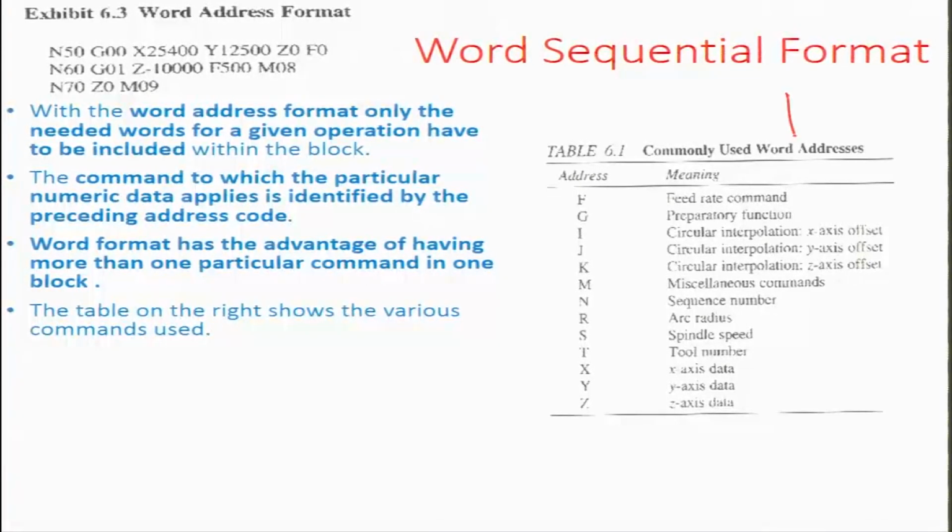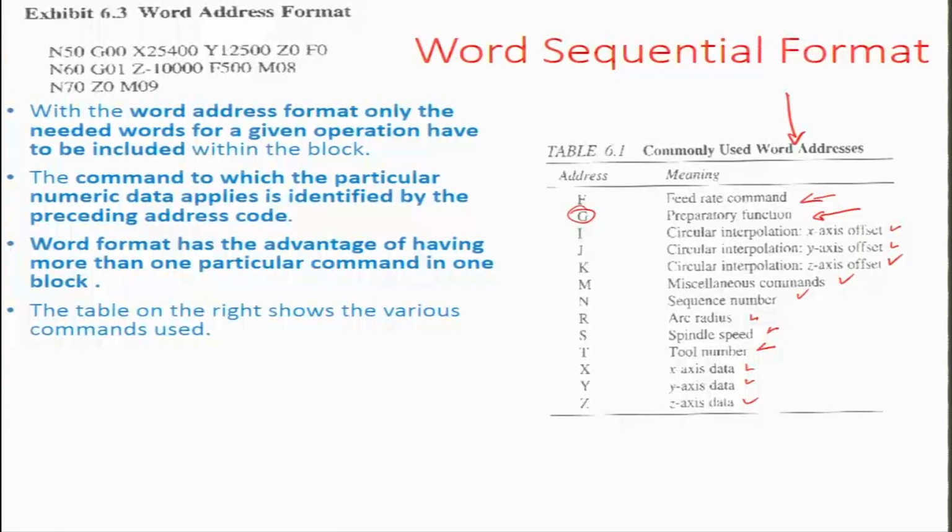So these are some of the commonly used words in such word address formats. You have F for feed rate command, G is preparatory function. There are a set of G codes which exist, which take care of a lot of preparatory steps associated with the machine motion axis. There is again circular interpolation command along the X, Y, and Z direction as I, J, K. The miscellaneous commands, there are sequence numbers. You can define an arc radius. You could also fix the spindle speed, also try to do tool selection and axis data along the X, Y, Z axis, so on and so forth.